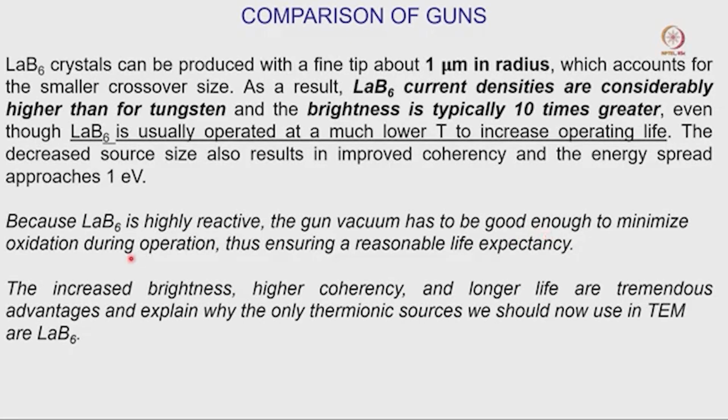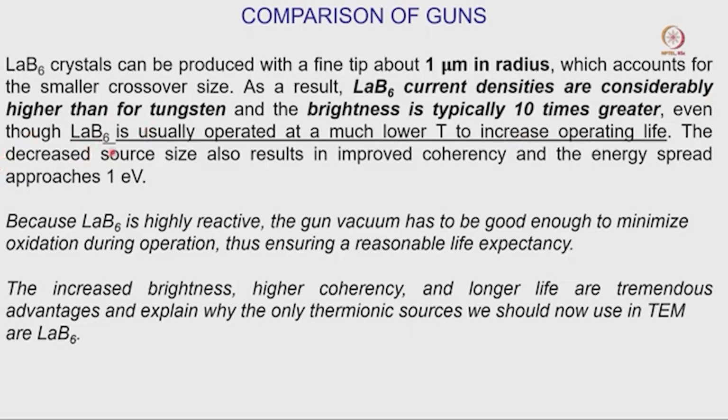Now if we want to compare between the different types of gun, we can consider that the LaB6 crystal can be produced with a very fine tip, about 1 micrometer in radius, which accounts for the smaller crossover size. Now we know what crossover size is. As a result, LaB6 current densities are considerably higher than for tungsten, and the brightness is typically 10 times greater than the tungsten filament.